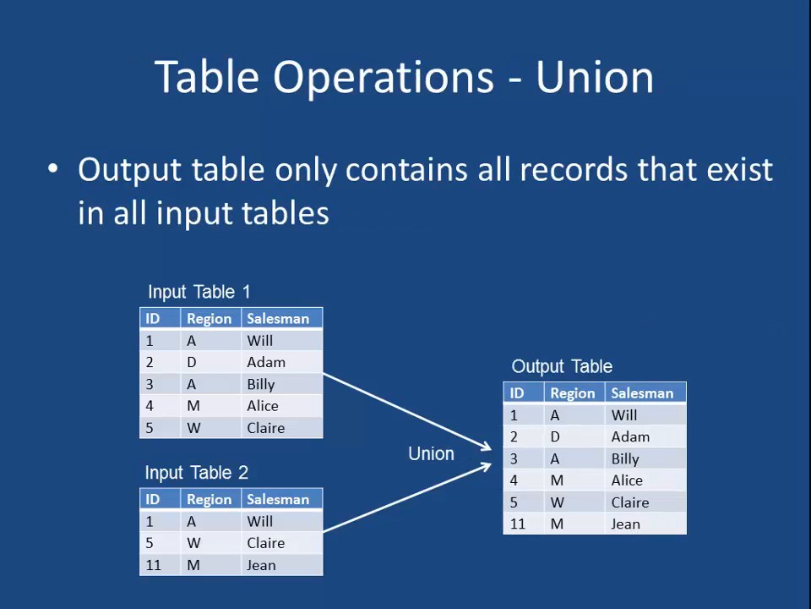The union table operation produces an output table that contains all records that existed in all input tables. For example, we have the two tables as before, same ones, and notice that the output table combines all the rows from both input tables. Again, note that both input tables have the same schema, as this is required for union.